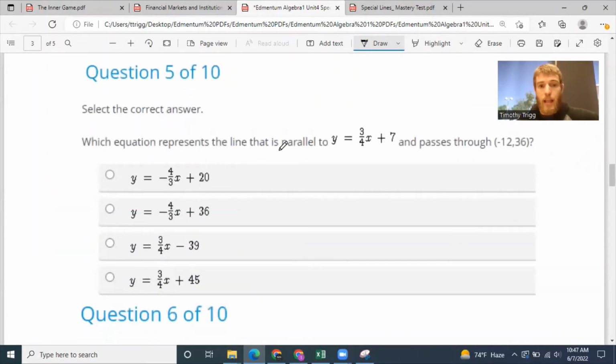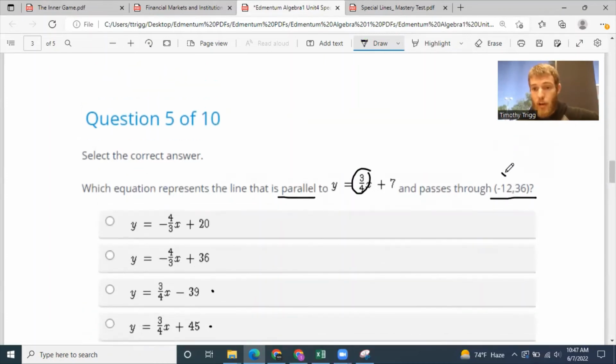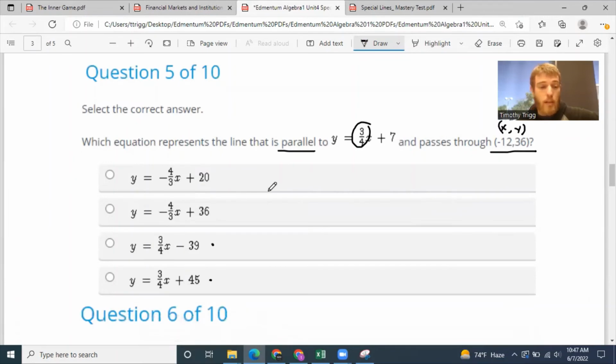Which equation represents a line that is parallel? So parallel lines have the same slope. So I need a line that has the same slope, 3/4. Okay, so it's either this one or it's this one. These both would be parallel to this line. But I need it to pass through this point, -12, 36. Recall that this is your x coordinate, this is your y coordinate. So I would need to replace x and y with these coordinates here to find the correct equation.